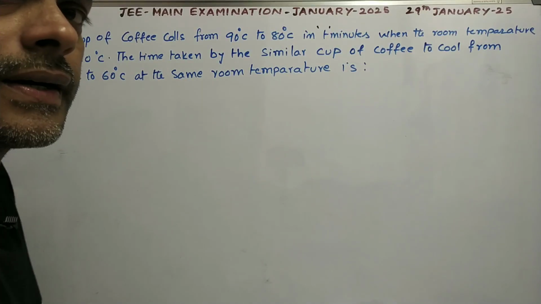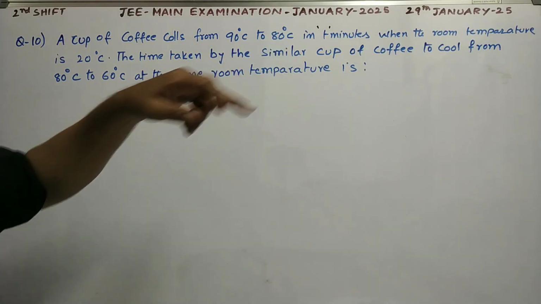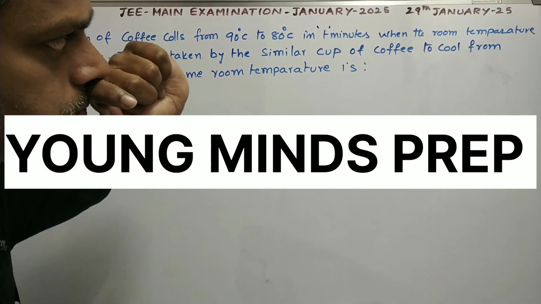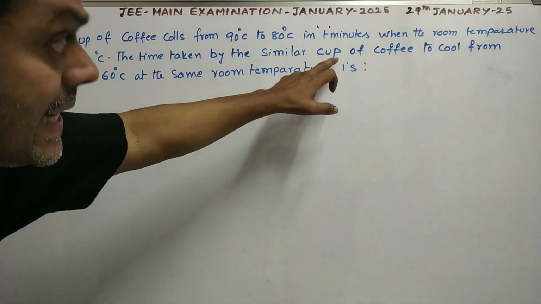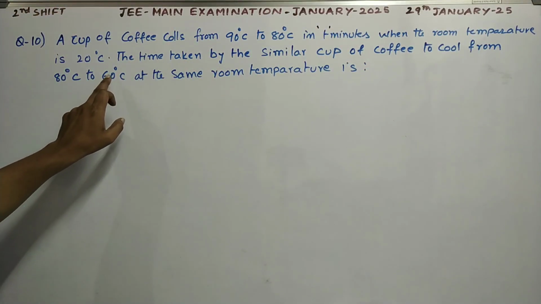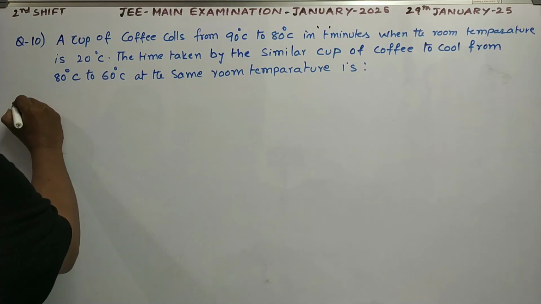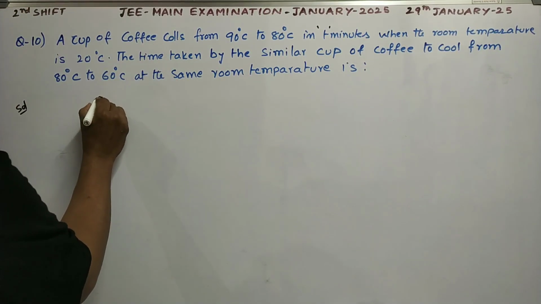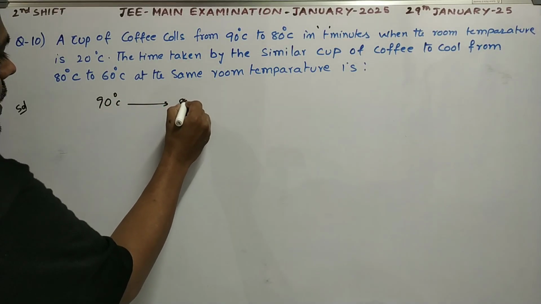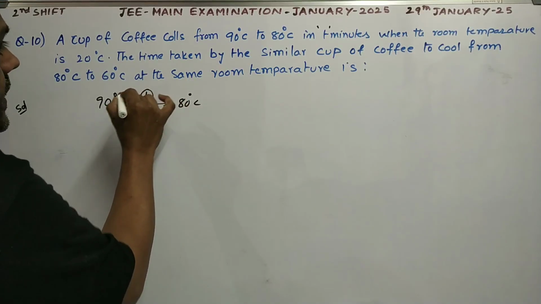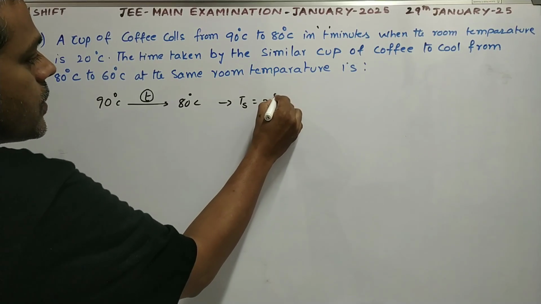Second. Okay, the 10th question. A cup of coffee falls from 90 degrees Celsius to 80 degrees Celsius in T minutes when the room temperature is 20 degrees Celsius. The time taken by the similar cup of coffee to cool from 80 degrees Celsius to 60 degrees Celsius at the same room temperature is? Okay, here, a cup of coffee initially is at 90 degrees Celsius. Its temperature has fallen from 90 to 80 degrees Celsius in time T, while the room temperature is maintained at 20 degrees Celsius.